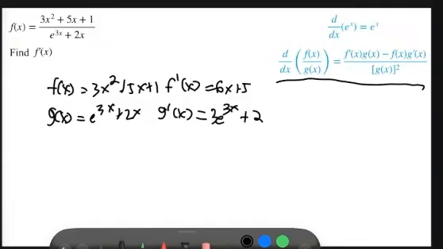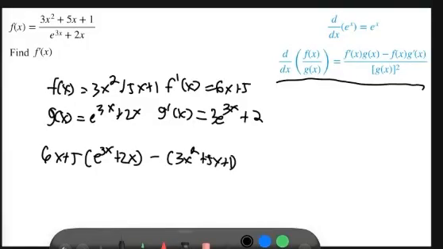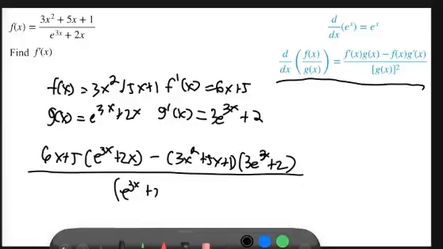We just get 6x plus 5 times e to the power of 3x plus 2x minus 3x squared plus 5x plus 1 times 3e to the power of 3x plus 2 all over e to the power of 3x plus 2x squared. And that's the derivative. This is another good example of a problem that looks long, but really just comes from plugging carefully into one formula.